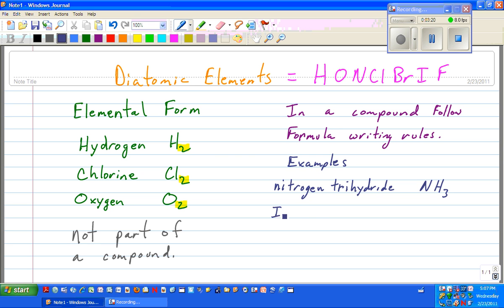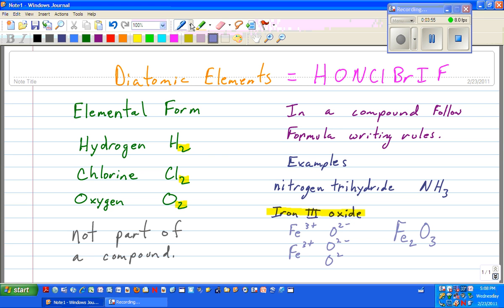Another example, like iron 3 oxide. I would look those up on my ion sheet. Iron would be 3 plus, oxide is 2 minus. I need another 2 of these and 1 of these to get them to add up to 0, so my formula would be Fe2O3. Notice, oxygen, although it's a Honkelbrief, it's part of this compound.